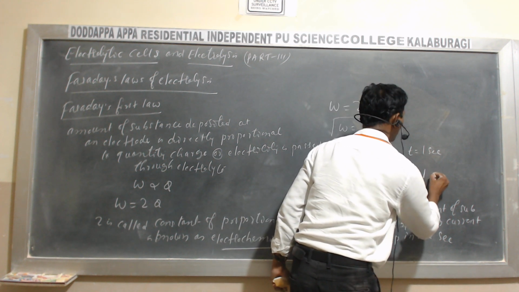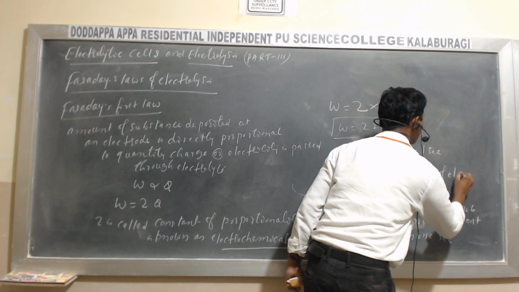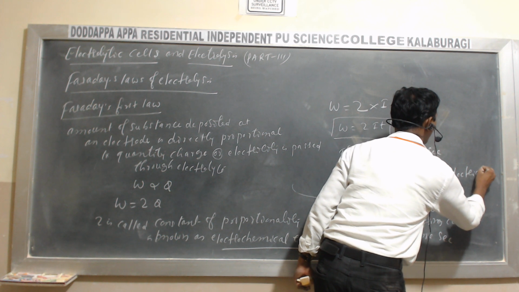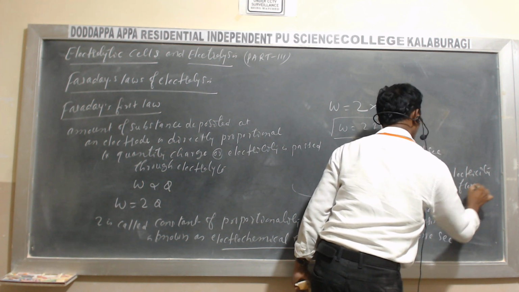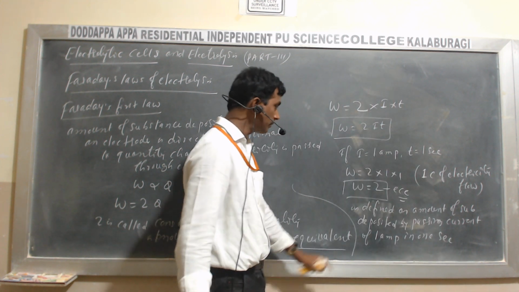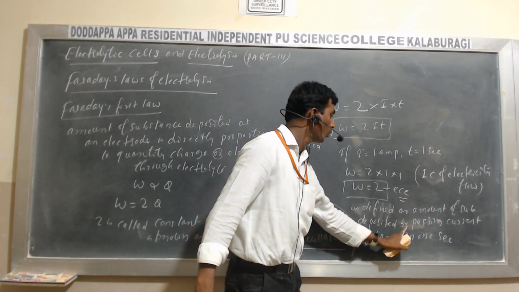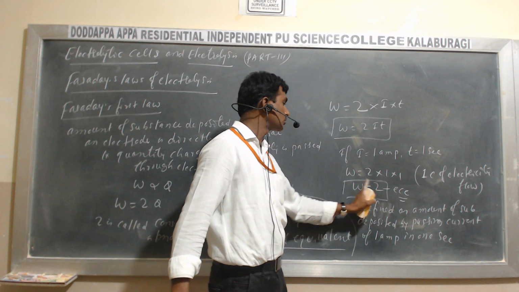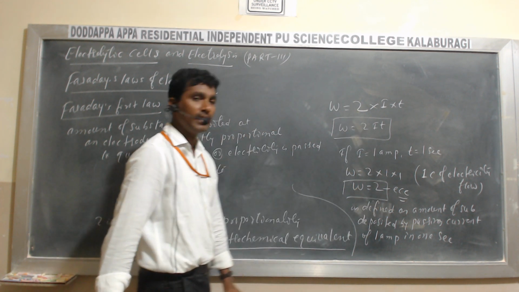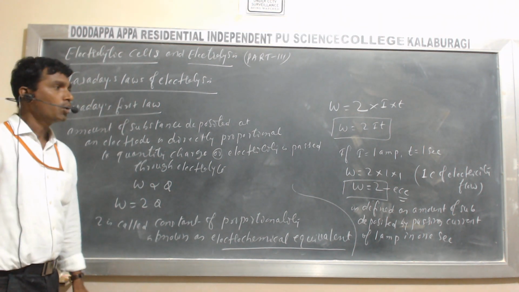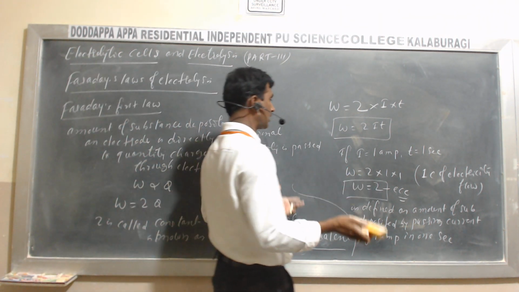So this is nothing but 1 coulomb of electricity flow, by passing a current of 1 ampere in 1 second. So the amount of substance deposited is nothing but the electrochemical equivalent. Okay, this is the electrochemical equivalent.